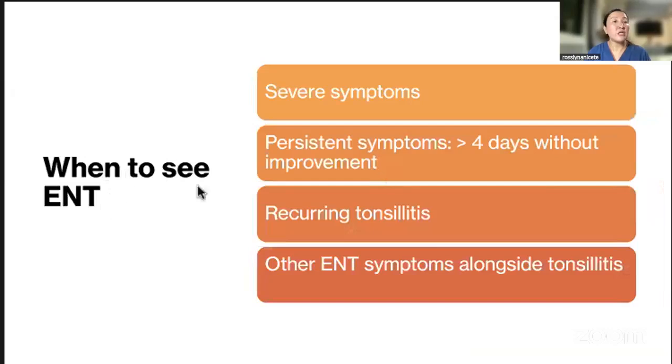So when do you see ENT? When you have severe symptoms, when you have persistent symptoms lasting for more than 4 days without improvement, and if you have recurrent tonsillitis, and you have other symptoms alongside the tonsillitis. So it's best that the specialist can assess the overall picture and provide appropriate care.